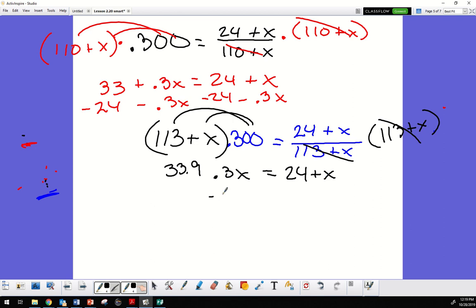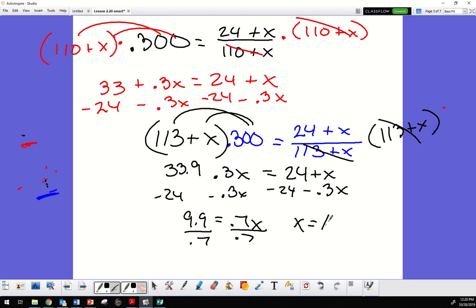Yep. Subtract 0.3x and the 24. So I should get 9.9 is equal to 0.7x. 0.7, right? So x.